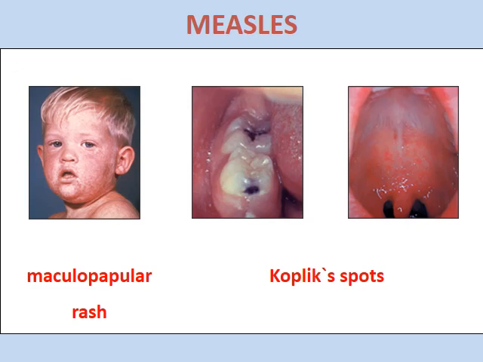This is measles virus. See the child's face and the Koplik spots. They are red with a very small white dot in the center, seen against the molar teeth and in the upper part of the buccal mucosa.